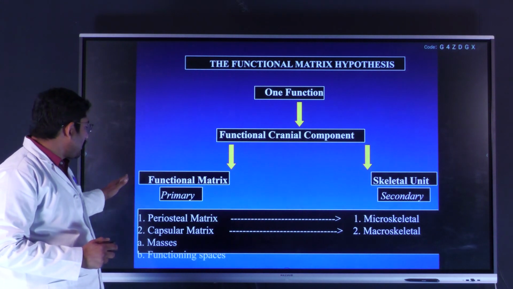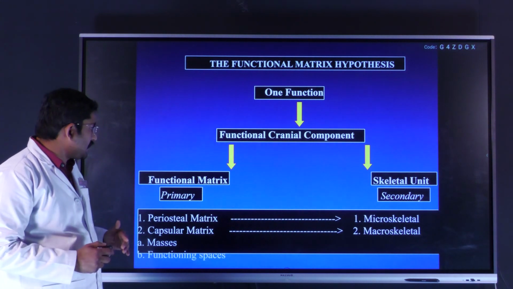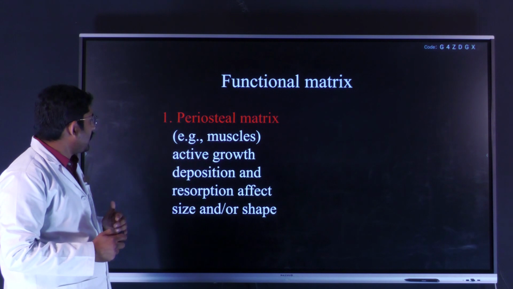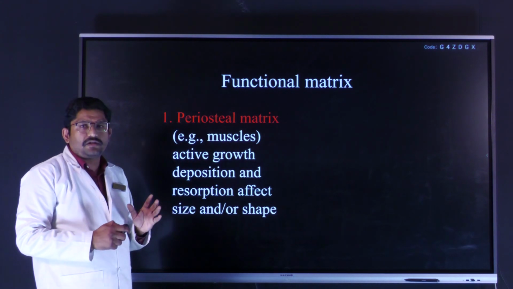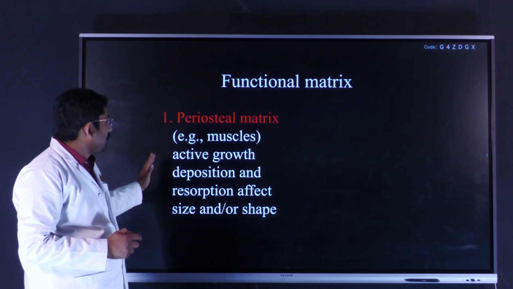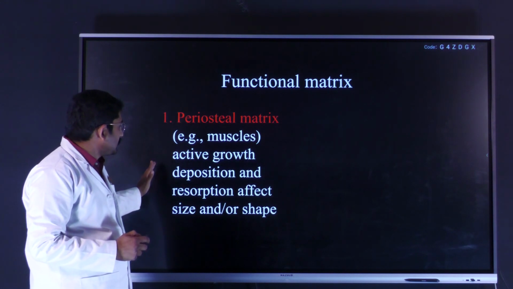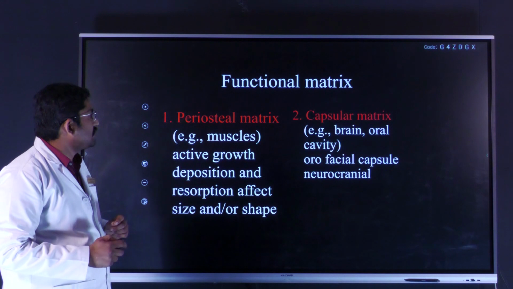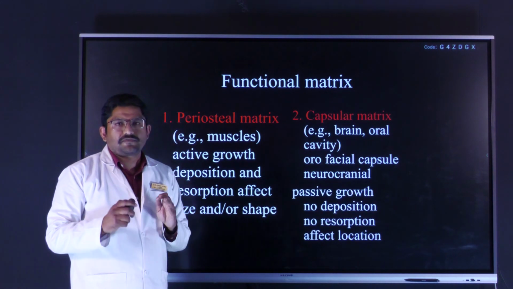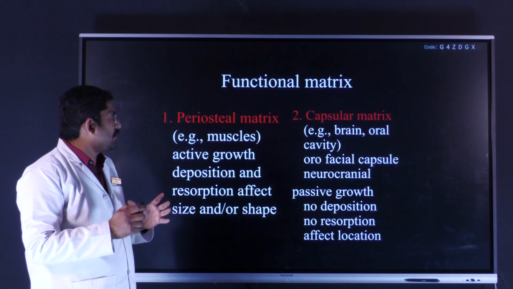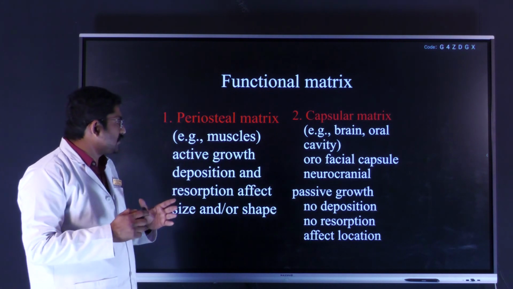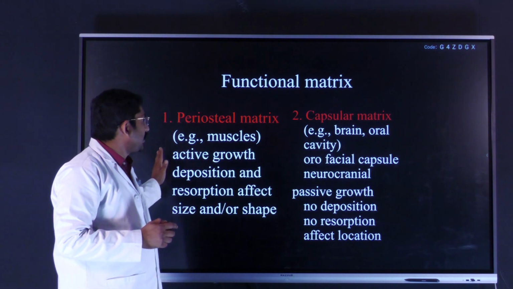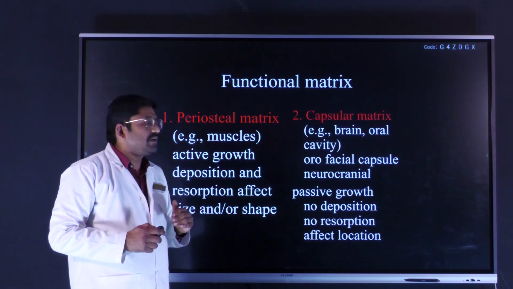secondary. The functional matrix consists of the periosteal matrices and the capsular matrices, which have got microskeletal and macroskeletal features. Now the periosteal matrix consists of the muscles, which have very good active growth in them, that is deposition and resorption affect the size and the shape of that particular structure. Now coming to the capsular matrix, that is the functioning spaces, that means the brain, the oral cavity, the orofacial capsule, the neurofacial capsule, and this exhibits passive growth. There is active growth in the periosteal matrices, there is passive growth in the capsular matrices.